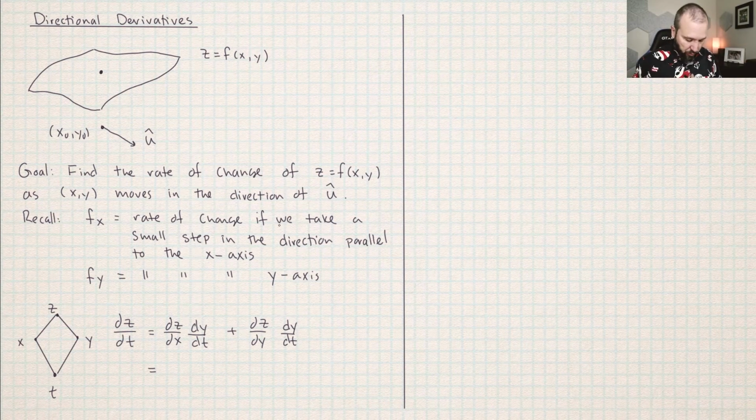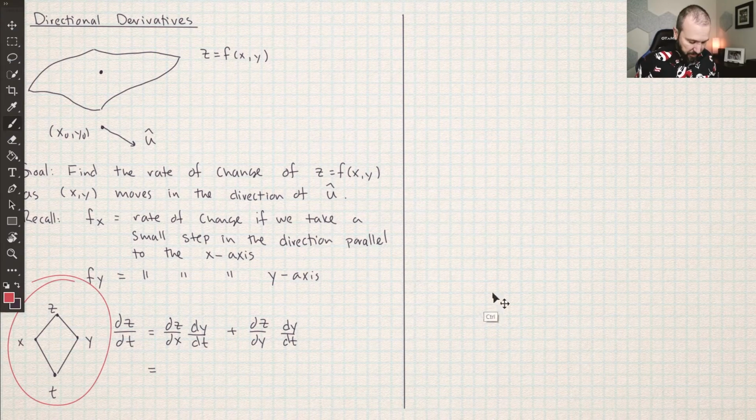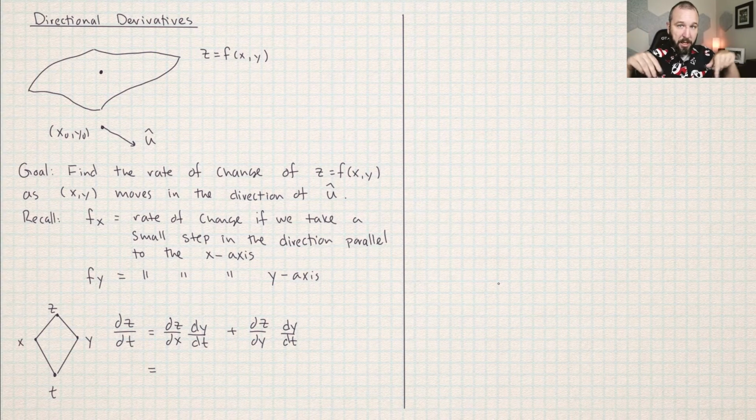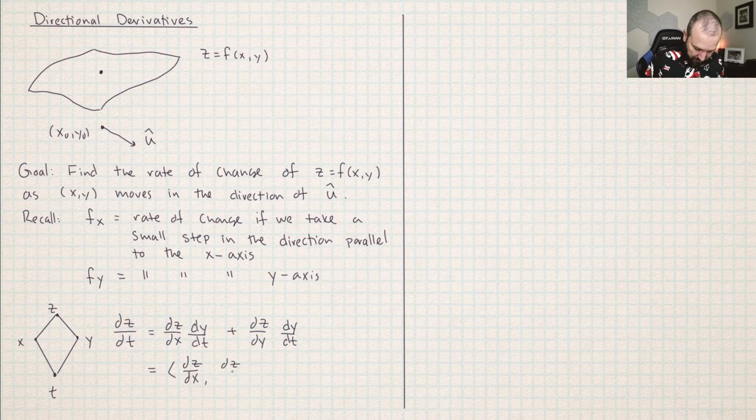Also, we learned about the chain rule. Here, if you want to calculate dz dt, you've got to draw one of these cool dependency diagrams and then multiply along the paths and add up all the paths. Then we came to this really cool realization that this is actually a dot product. It's the dot product of the vectors del z del x, del z del y, dot product with dx dt, dy dt. I messed this up, this should be dx dt, dy dt.